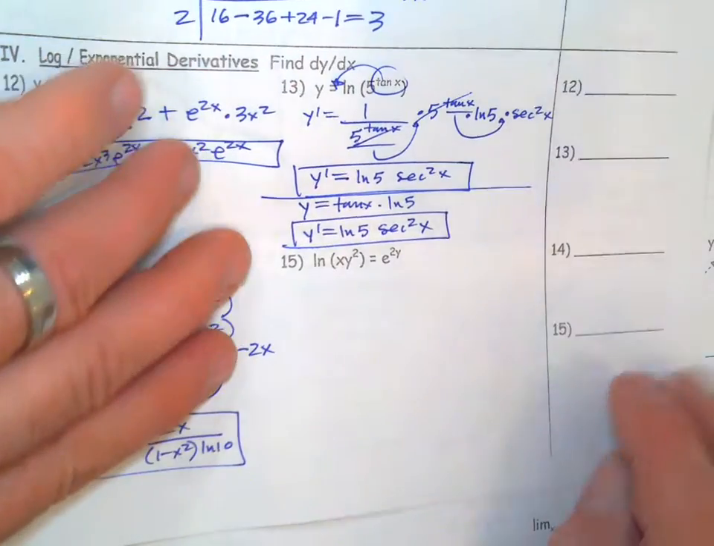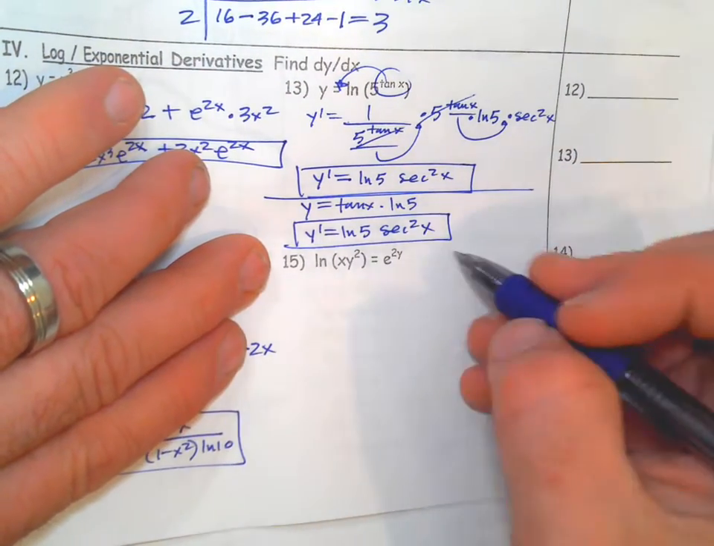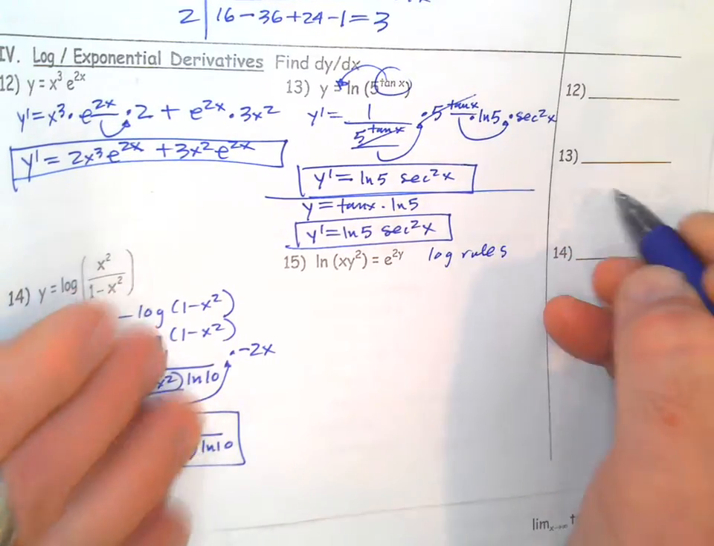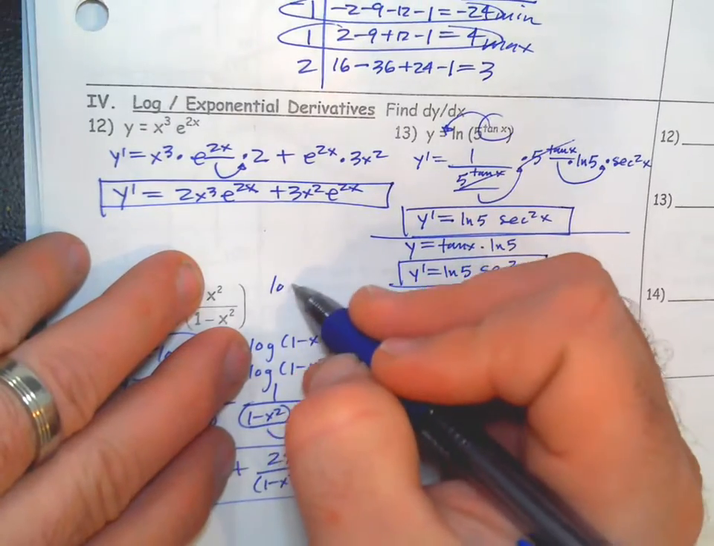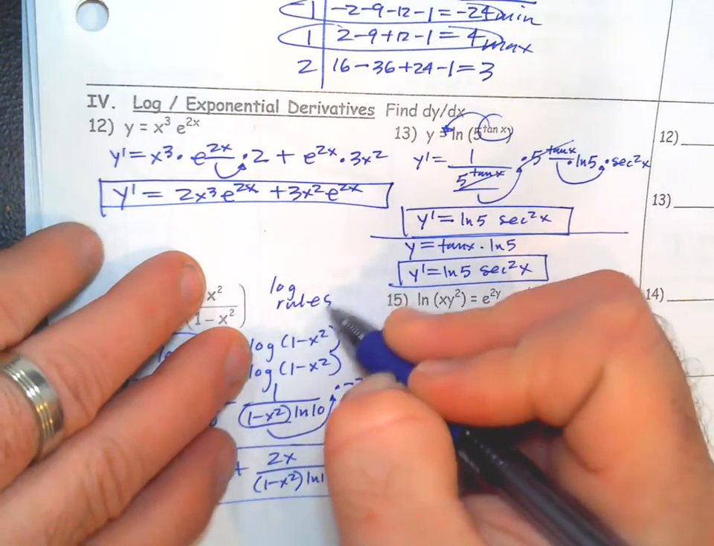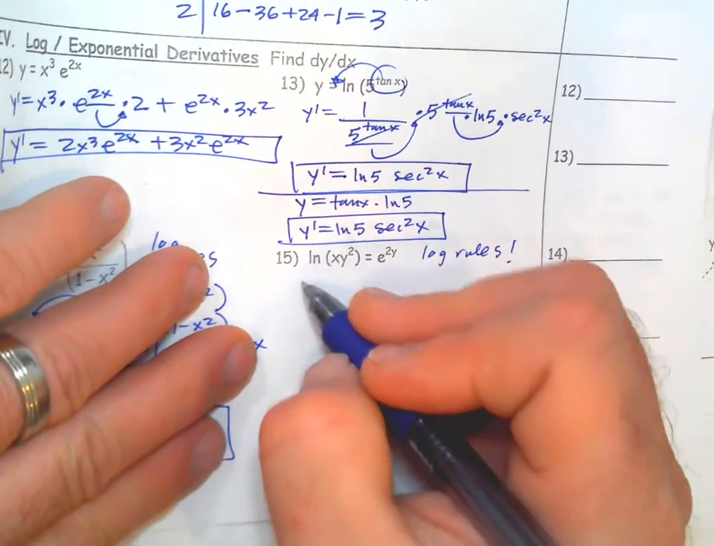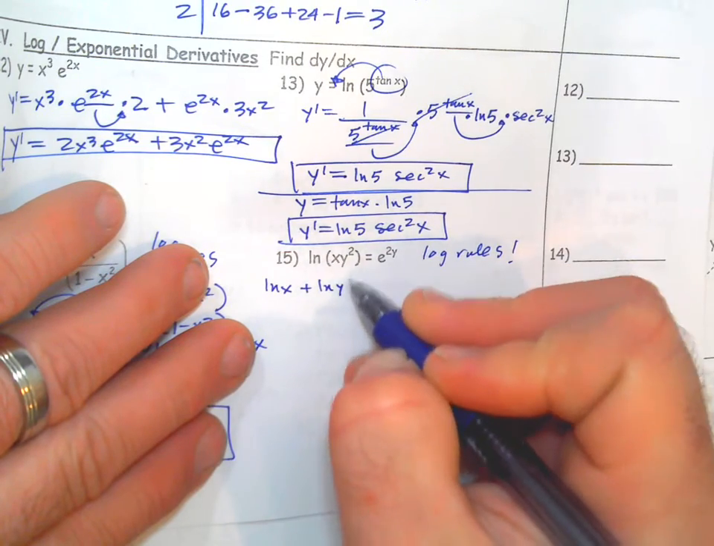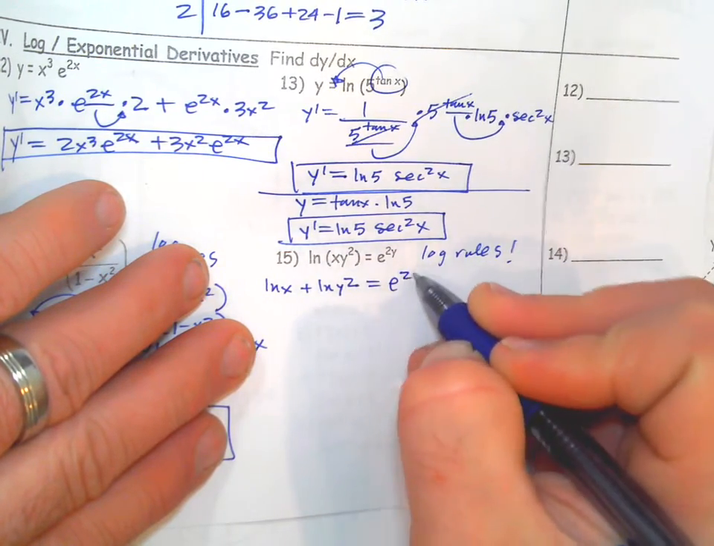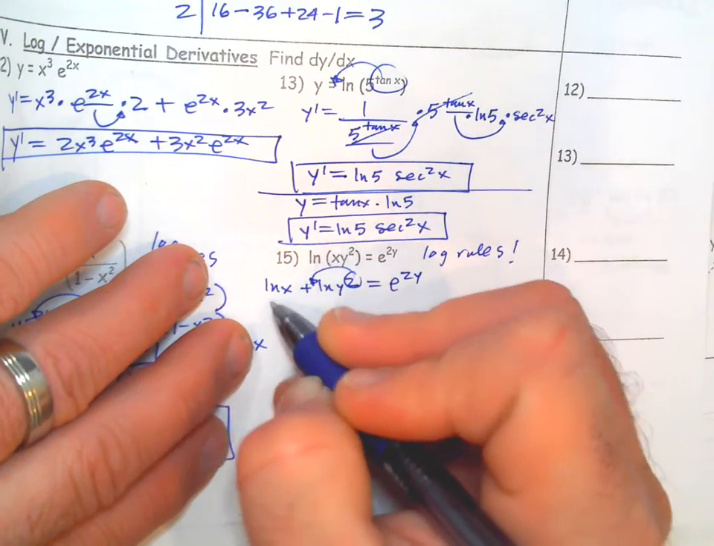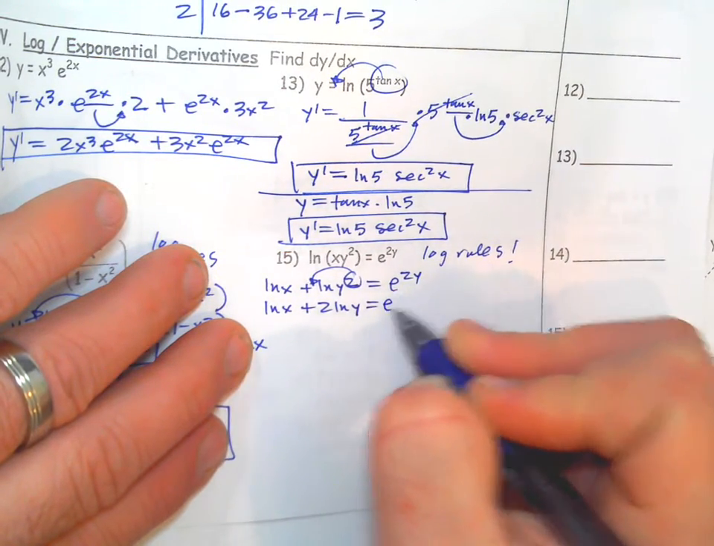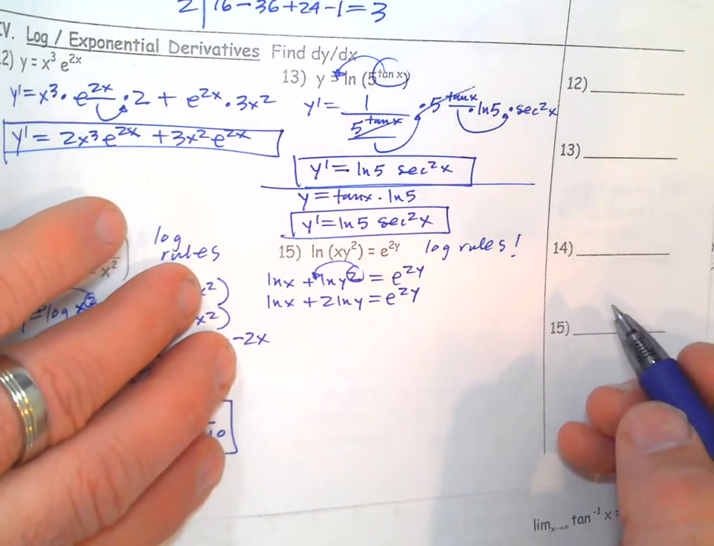This one, we're going to do it implicitly, but we could use log rules right away to make it a little easier. So that would be natural log of x plus natural log of y squared equals e to the 2y. We could bring this 2 out in front. Natural log of x plus 2 natural log of y equals e to the 2y. And then take the derivative implicitly.